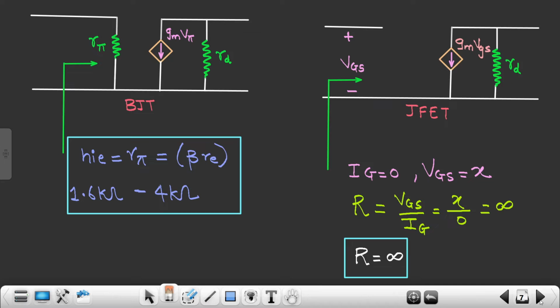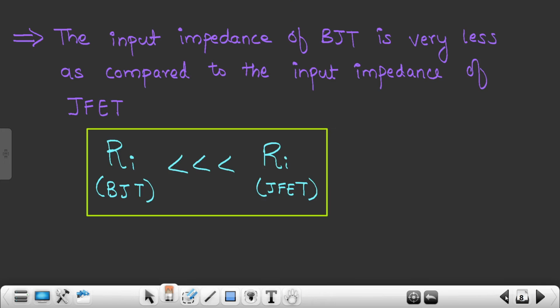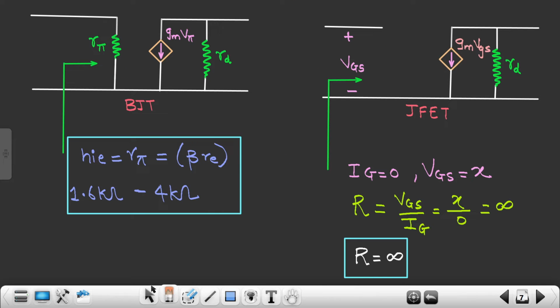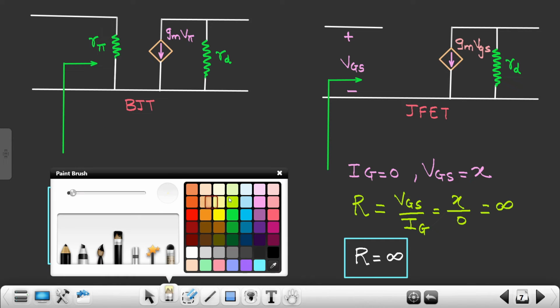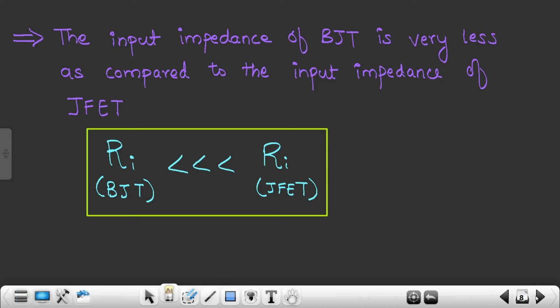Okay, let me proceed further. Just for a second, to show this particular point in a proper way, I'll write it like this: the impedance offered by the BJT is finite, whereas the impedance offered by the JFET is infinite, ideally infinite. I'll write here specifically, ideally it is infinite, but practically it is in mega ohms, maybe 1 mega ohm, 10 mega ohm, something like that.